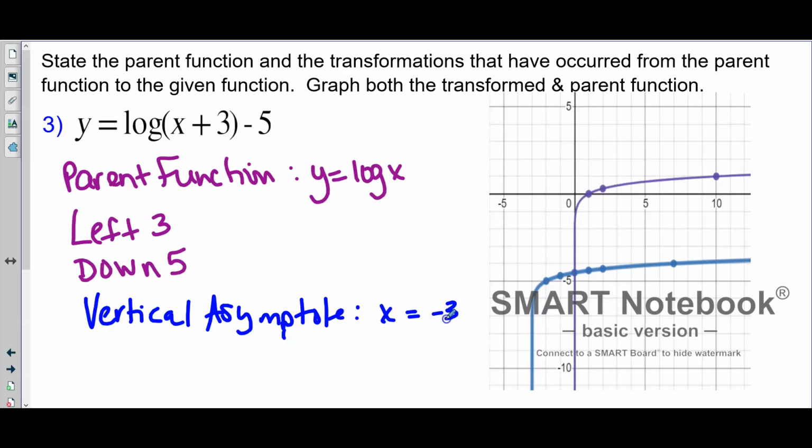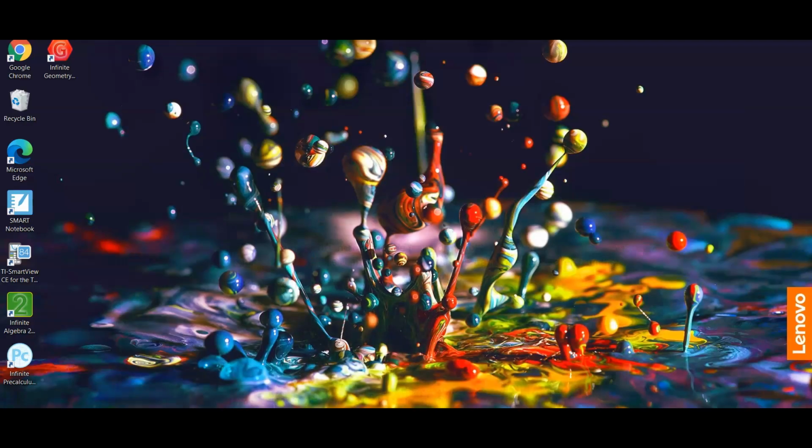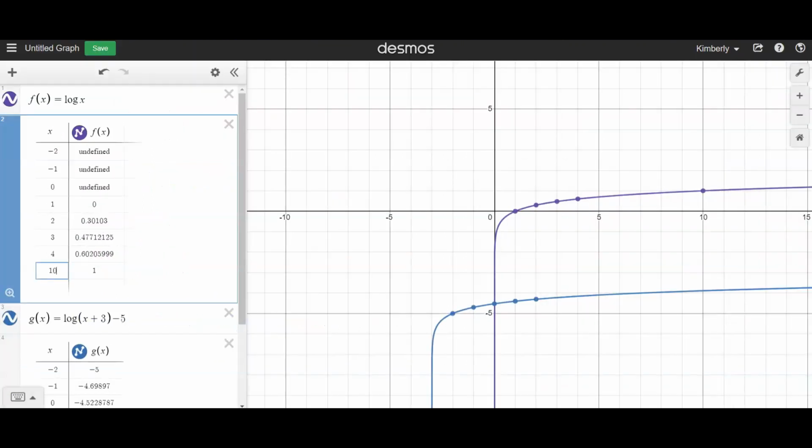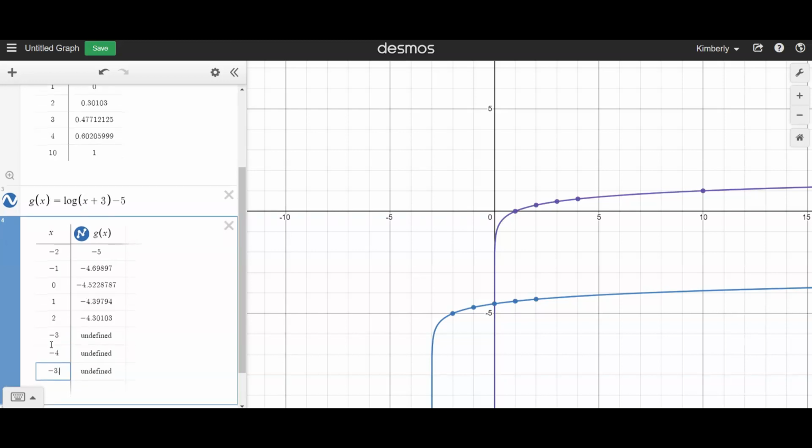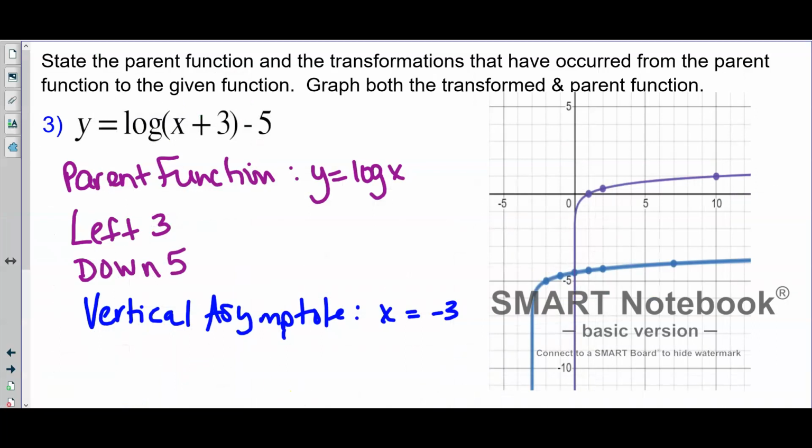X equals negative 3. So it does not cross that negative 3. And if we were going to look at our table of values, we don't have any errors here, but the last negative was negative 2 for the transform function. So if we add in like negative 3 or negative 4, and then negative 3.5, you're going to have undefined because it doesn't pass that negative 3. Okay, next example.